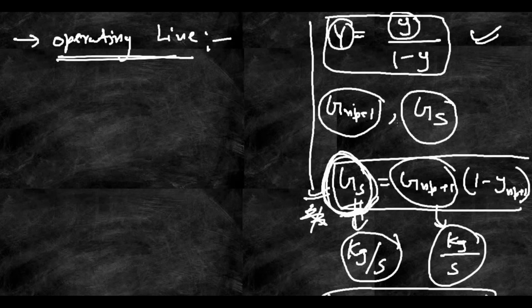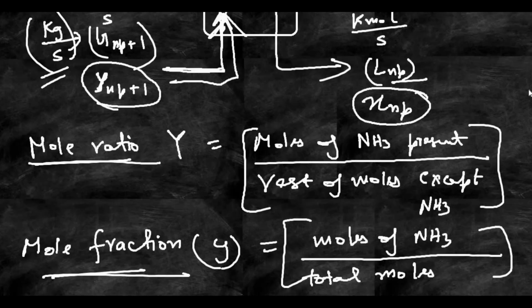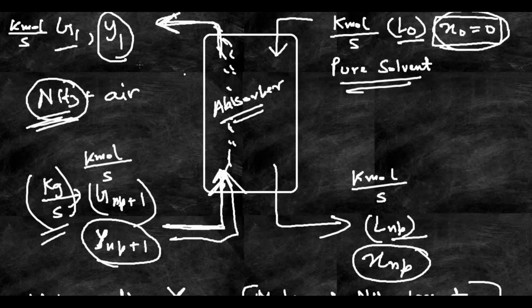So now to derive the operating line equation, we will consider this entire thing and take a material balance. If I take a material balance, the things which are entering the absorber, I will write first. First this gas stream is entering and this liquid stream is entering. So ammonia in the entering gas stream is G(NP+1) into y(NP+1).